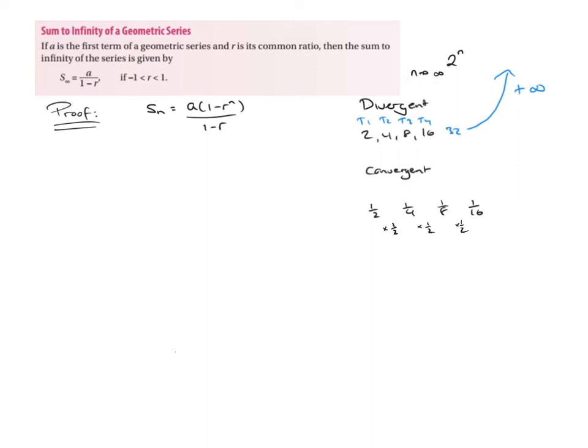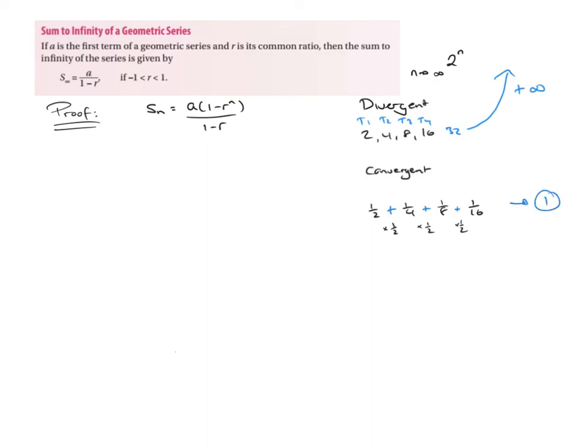Now if I start adding these up, what's going to happen is if I have a half plus a quarter, that goes to 3/4. 3/4 plus an eighth, that goes to 7/8. And then we have 7/8 plus a 16th, which will then give me 15/16, and so on and so forth. And hopefully you can see that this is converging to a value of 1. So this is converging to a value, going towards 1.